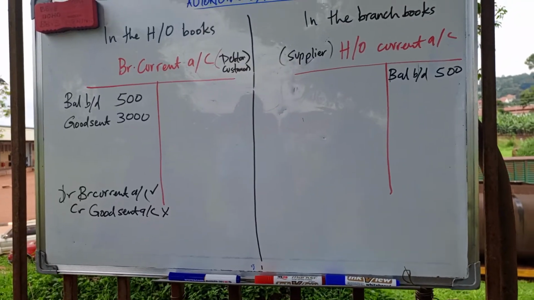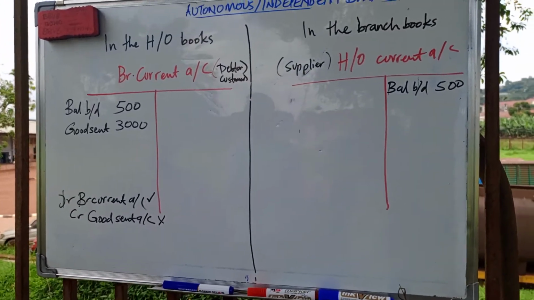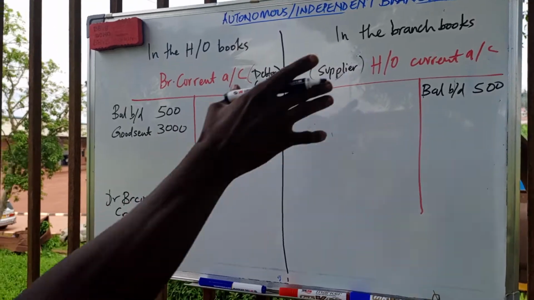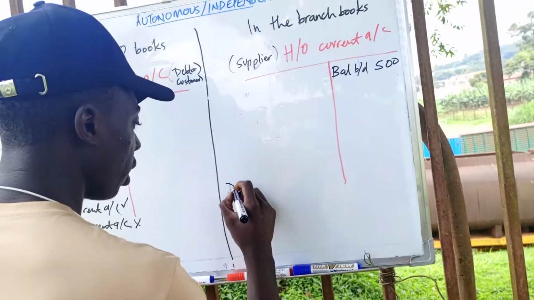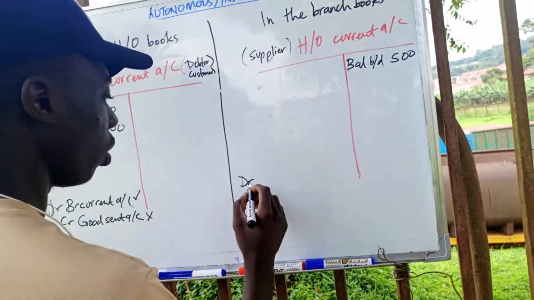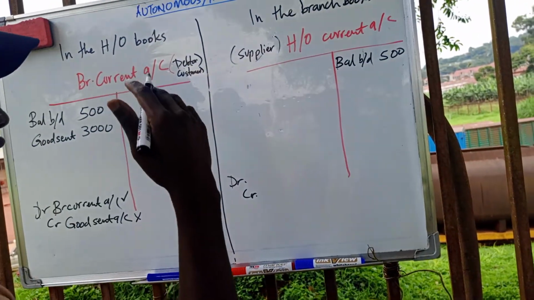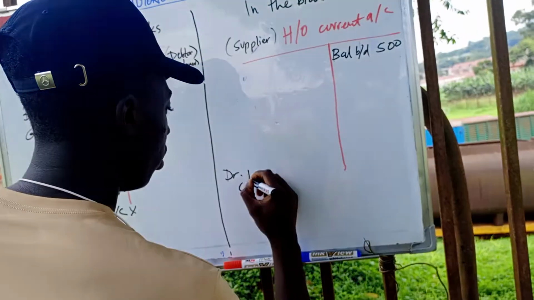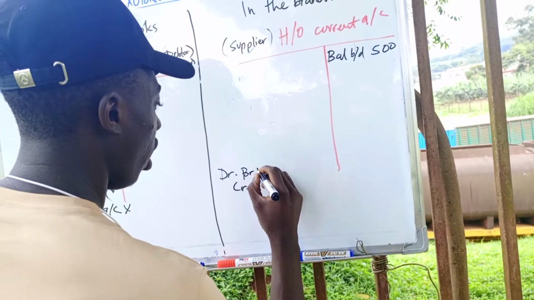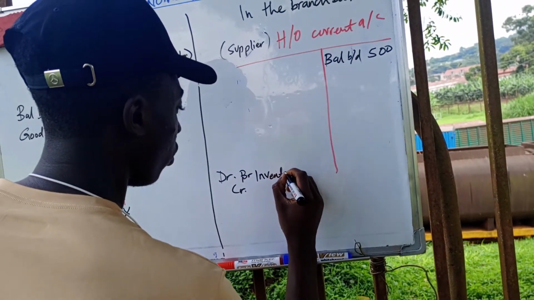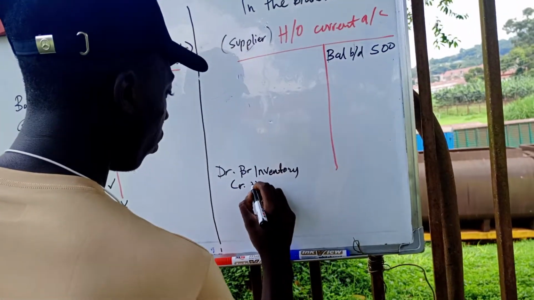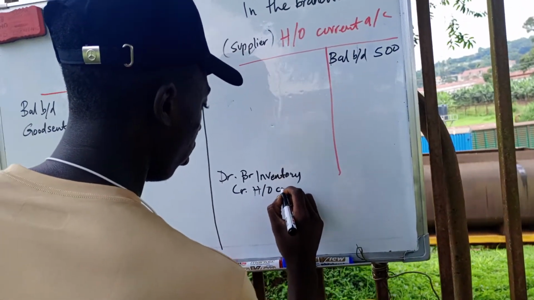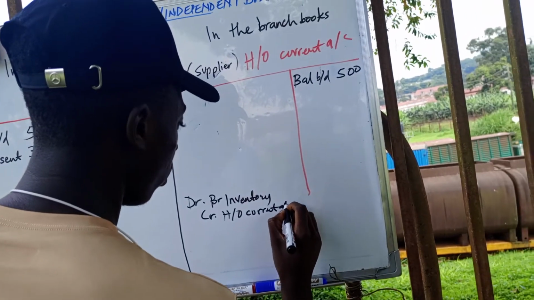Then you go to the next transaction, goods received. You ask yourself who receives. It is the branch that receives. So you immediately go to the branch books. And when it receives, it must be passing a double entry in the books. So when it receives, it's supposed to be debiting the branch inventory. Its inventory is increasing because they are getting goods from the head office. Then it credits the head office current account, because they are getting the goods from the head office.